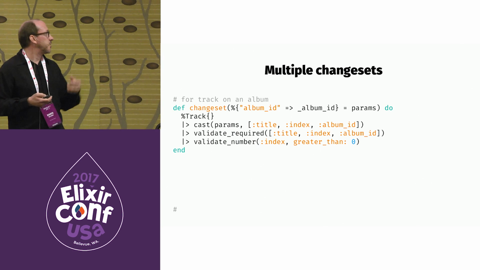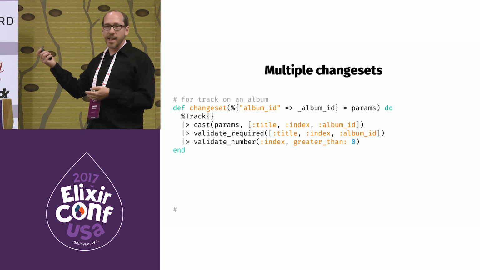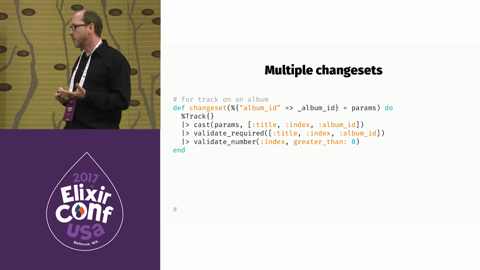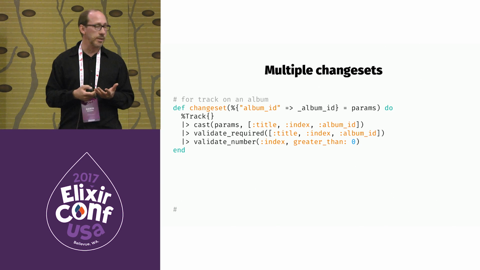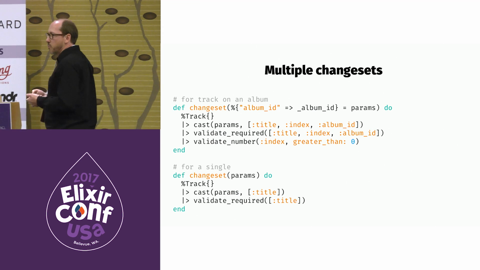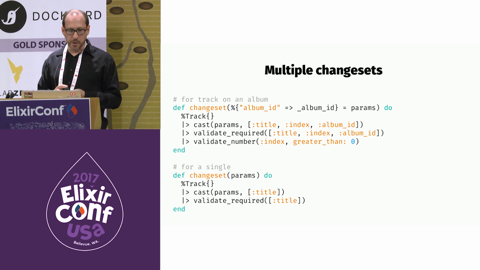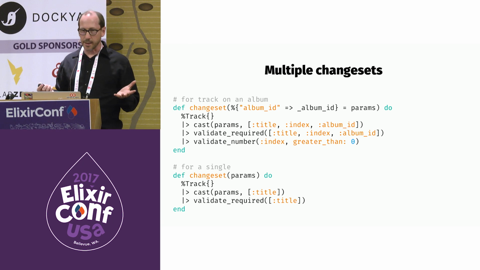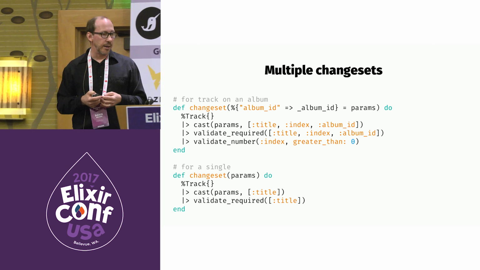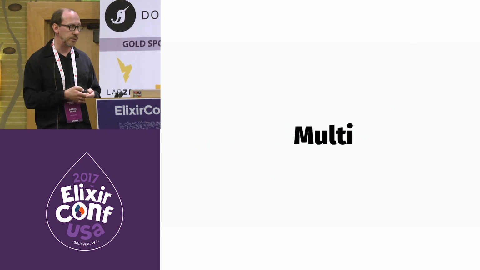Well, we could create a change set function that pattern matches on the params that we got from the user. If there was an album ID in there, we can say, all right, this one's part of an album. Let's make sure that the album ID is valid. Let's make sure the index was supplied and that it's greater than 0. But if the params didn't have an album ID, we can say, okay, this one is just a single. We don't need to worry about the album information. Just say the title. So this allows for a much more granular approach to validation and can be really beneficial, especially if you have different contexts in which you're saving things.